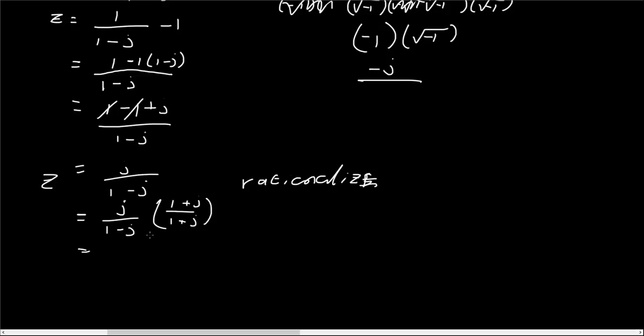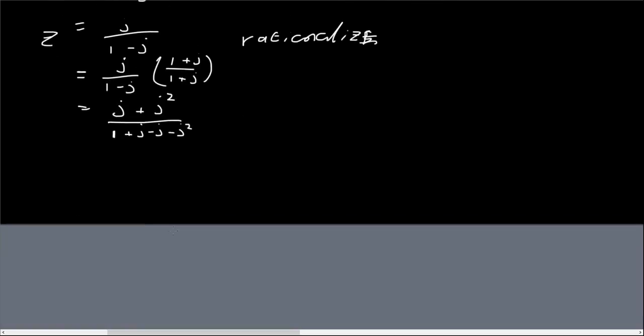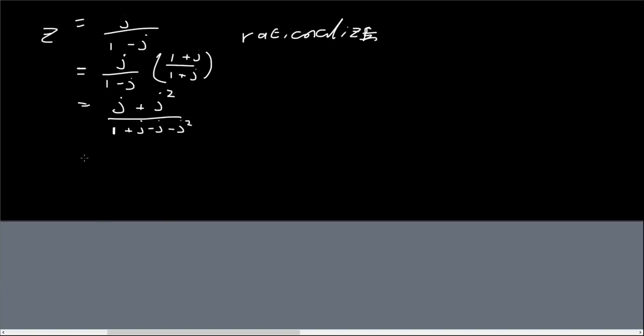Okay, and that is equal to, so let's multiply at the top, j plus j squared over, multiply at the bottoms, we're going to use FOIL, which gives firsts is 1 times 1, outers is j plus j, inners is minus j, lasts is minus j squared. Okay, and we can just carry on simplifying, and we're almost out of space.